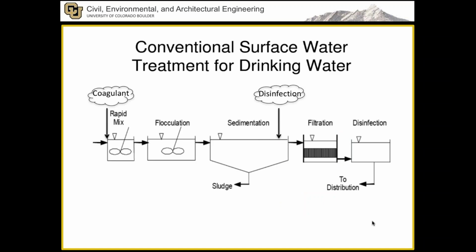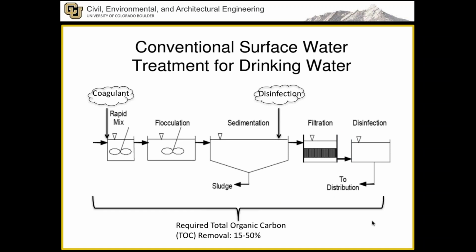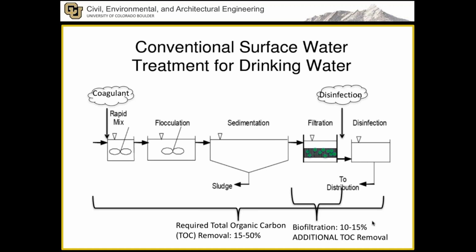The following slide shows a conventional surface water treatment train for drinking water. You can see the filtration, that disinfection is normally added before, and depending on the influent water quality the system is required to remove anywhere between 15 to 50% of the organic carbon. However, with biological filtration, you can move this disinfection point into after the filter and allow the naturally occurring bacteria to develop. And this can provide an additional 10 to 15% of organic carbon removal.